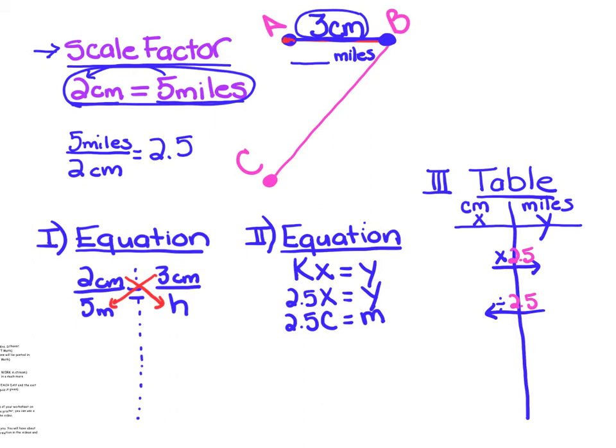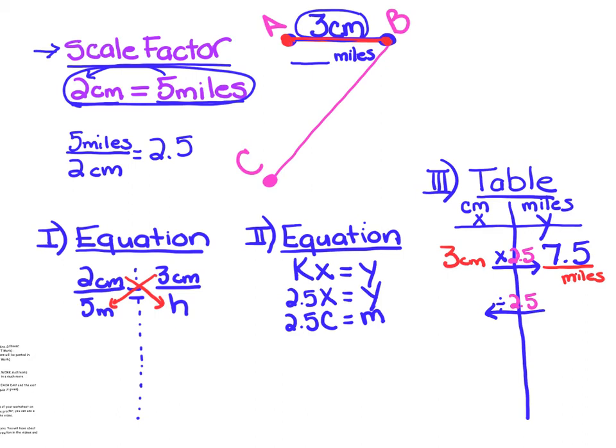Let's take a look at this technique. We know that from point A to point B on paper, it's 3 centimeters. How many miles would that hike be in the real world? Well, take a moment, whether you do it on paper or you use your phone or your calculator on your tablet, multiply 3 by 2.5. You should get 7.5 or 7.5 miles from point A to point B.